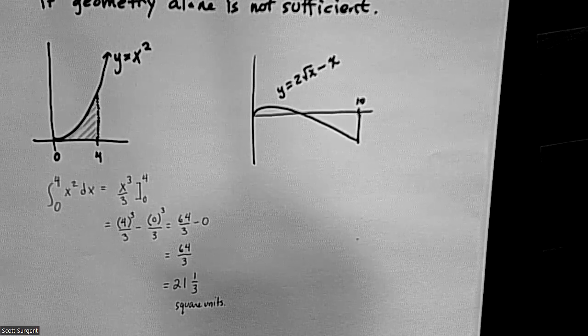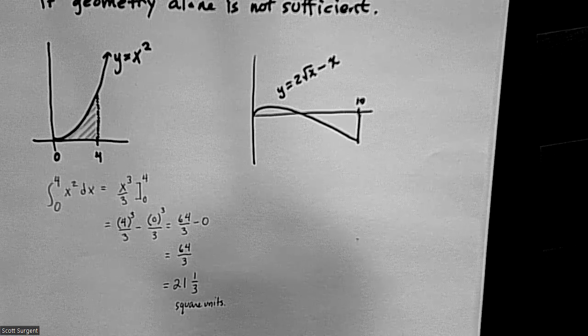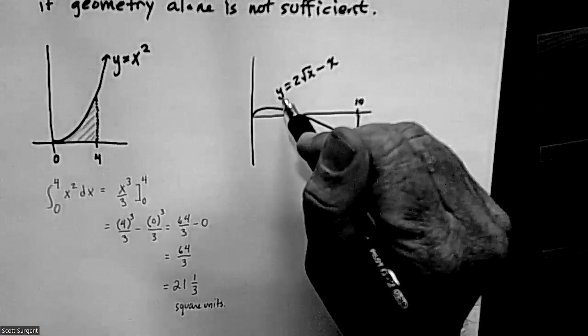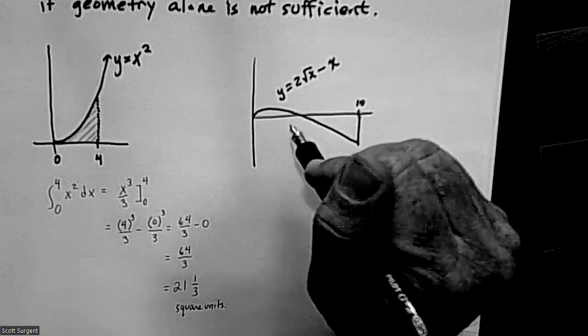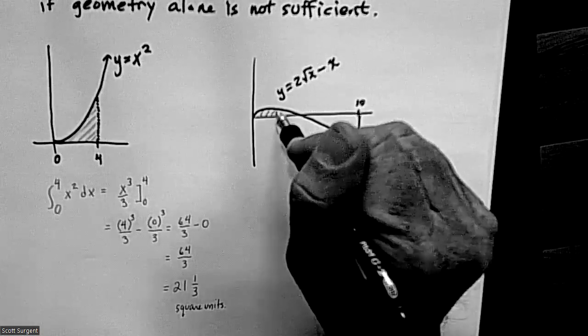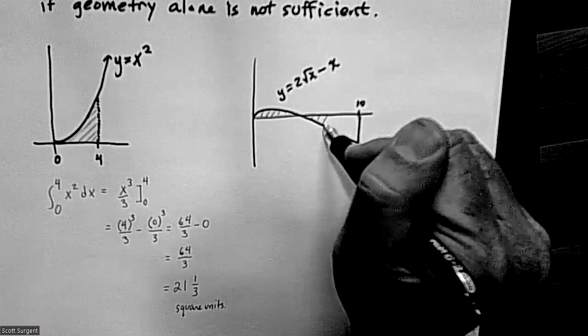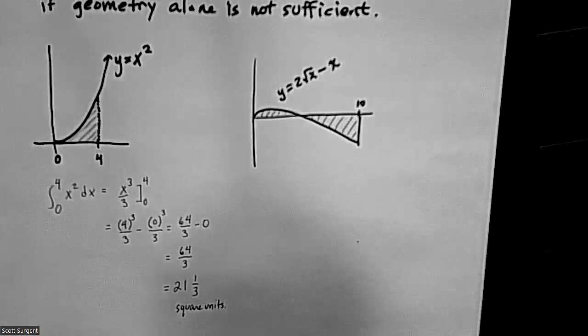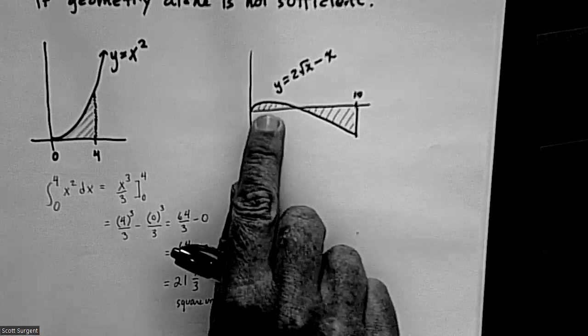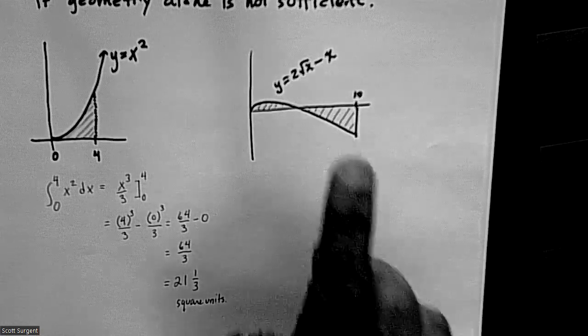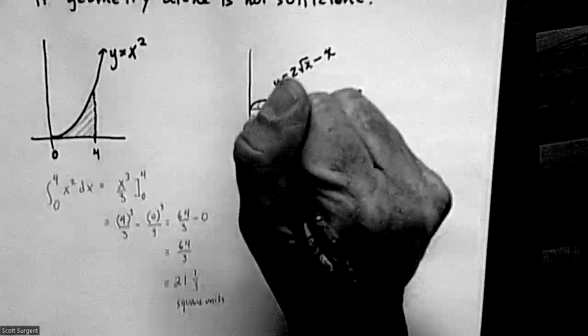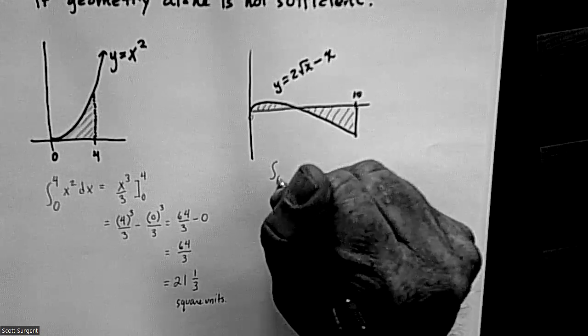Let's look at another case here. I chose a function here that's partially above and partially below the x-axis. The function is y equals 2 square root x minus x. I'm going to shade in the area here. Notice that some of it's above the x-axis, some of it's below. Let's see what happens. I want to integrate, let's say, from 0 to 10.